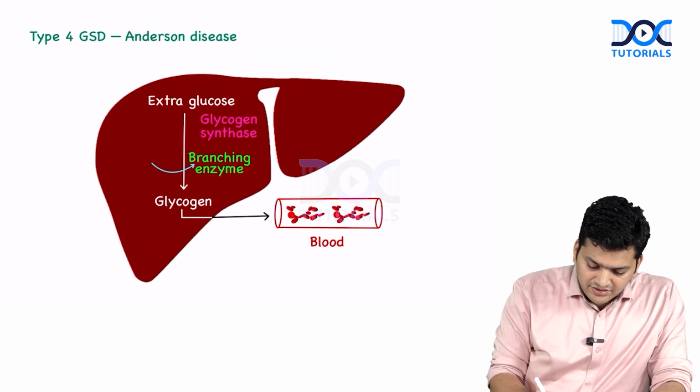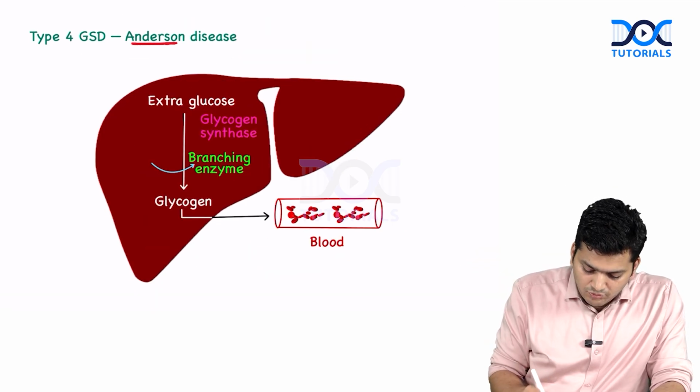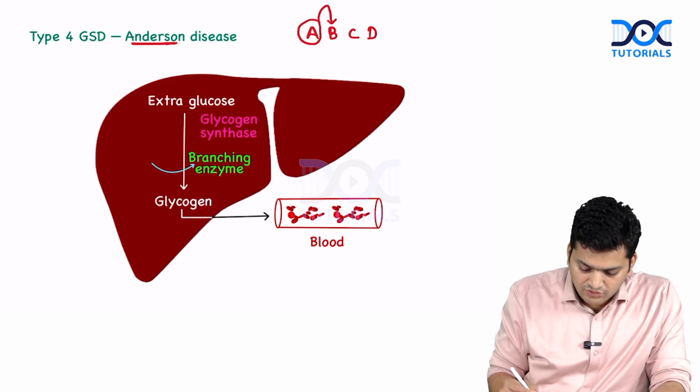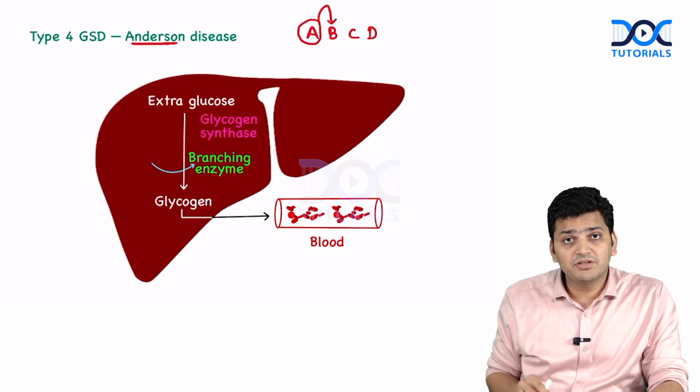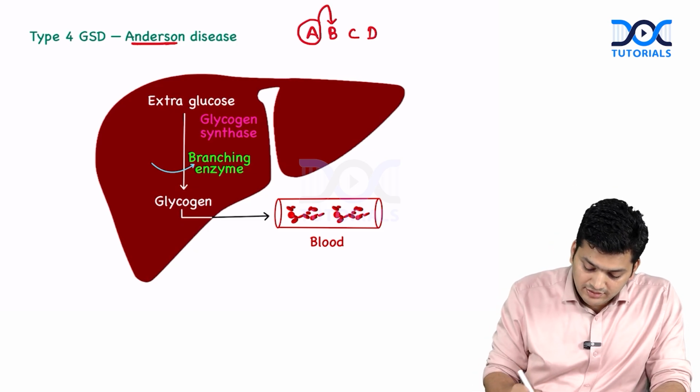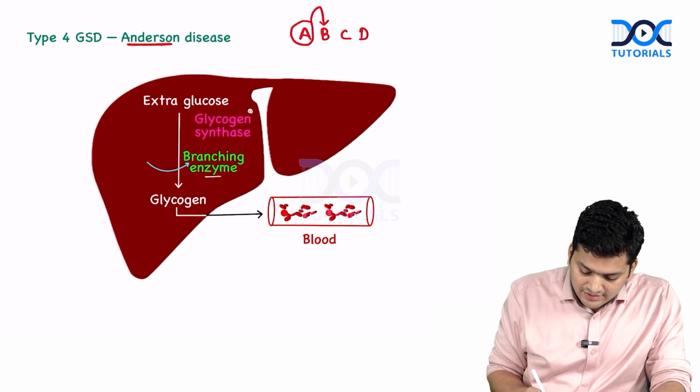The next is Anderson disease. For Anderson disease, the mnemonic was ABCD. Anderson is due to deficiency of the branching enzyme. Branching enzyme is utilized in which process? Glycogen synthesis or glycogen catabolism? Yes, it is during glycogen synthesis. So if the branching enzyme is not there, we will not be able to make the glycogen.